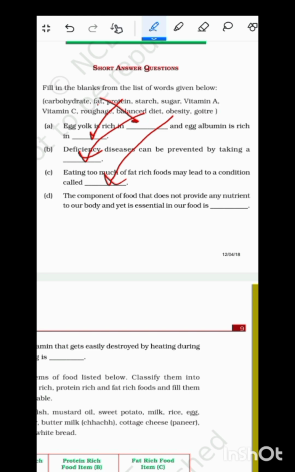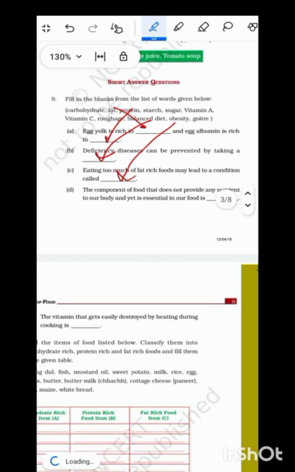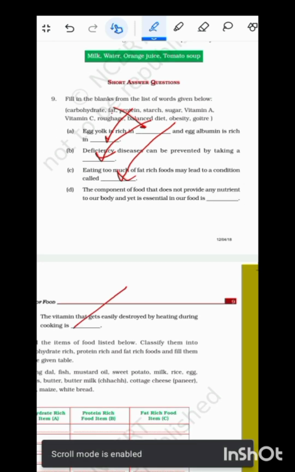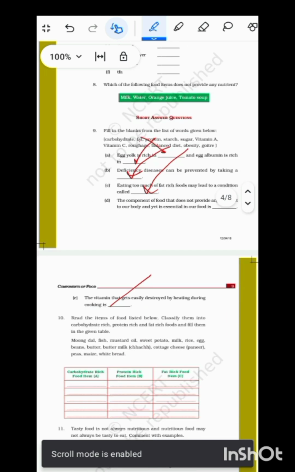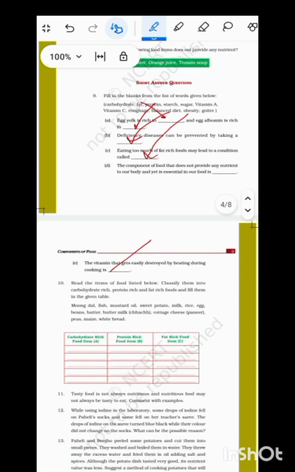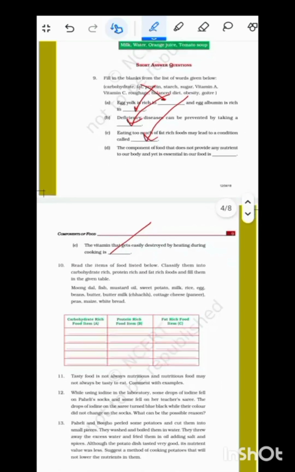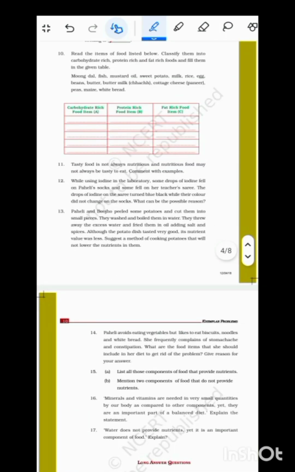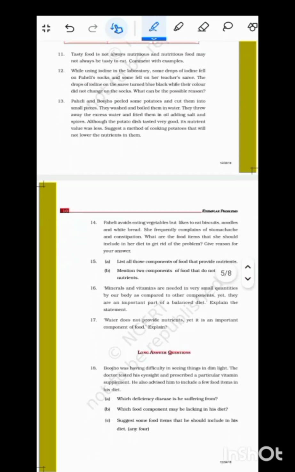water. And the vitamin that gets easily destroyed by heating during cooking is vitamin C. Read the following items, and this table is actually not important, so we are shifting to question number 11.